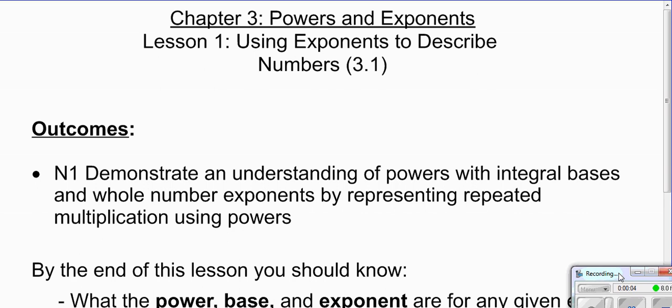Guys, this is your first lesson for Chapter 3, our second unit. We're going to look at powers and exponents, and we're going to start by using exponents to describe numbers.